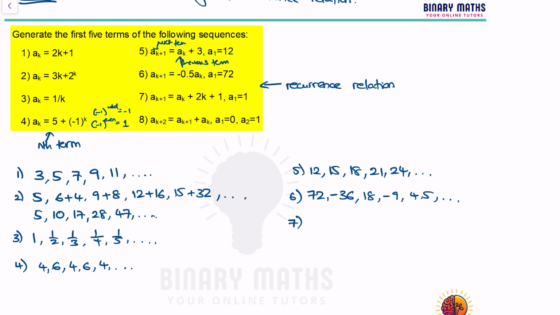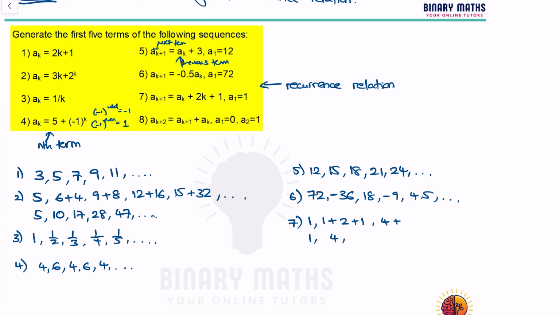Okay, question 7. A_1 is 1. So you take the previous term. I might have to do a bit of working out because this one looks a bit complicated. So the second term will be 1 plus 2 times 1, which is 2, plus 1, which is 4. So it's 1, 4. I'll do the working out underneath it.